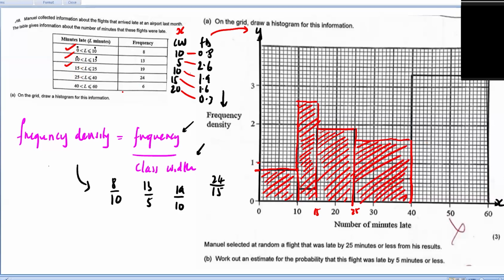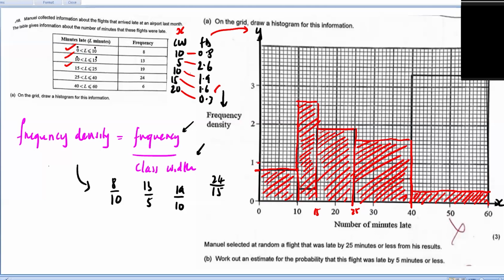And the last bar is 20. So it's got a width of 20, going from here to here. Sorry, the height is 0.3. That's the frequency density. So 0.3, there we go. Okay, so now we've got a histogram drawn. Let me know in the chat if you're happy with that. Is that okay? Yeah. Awesome.